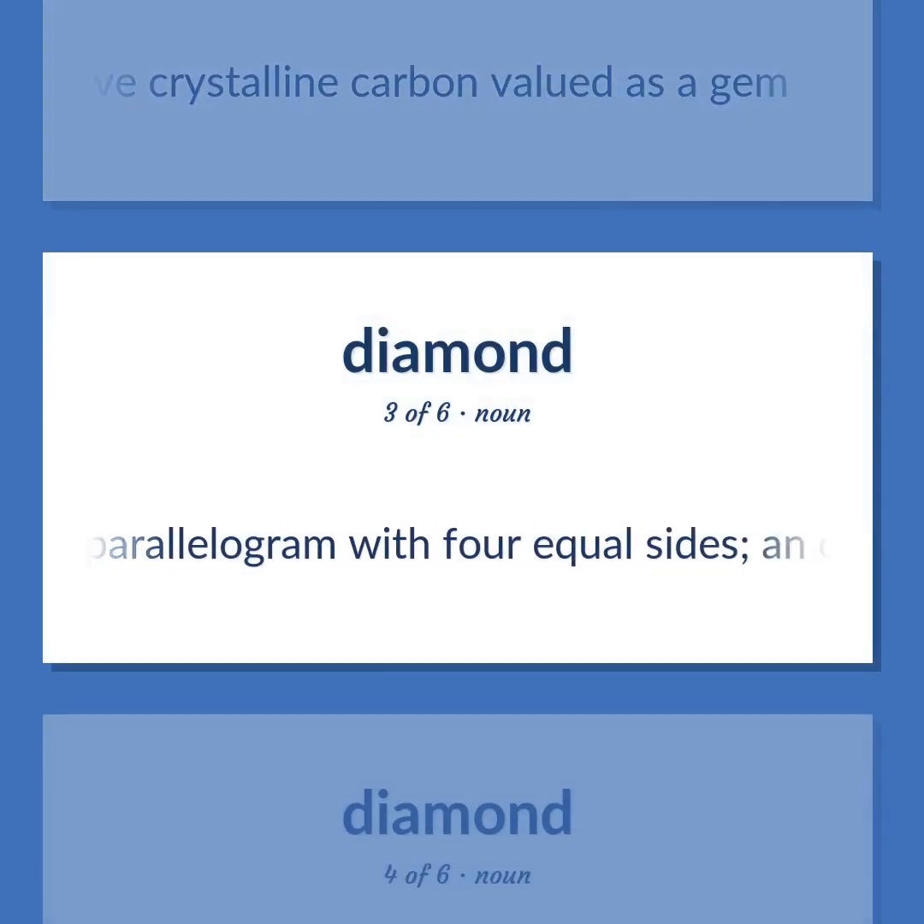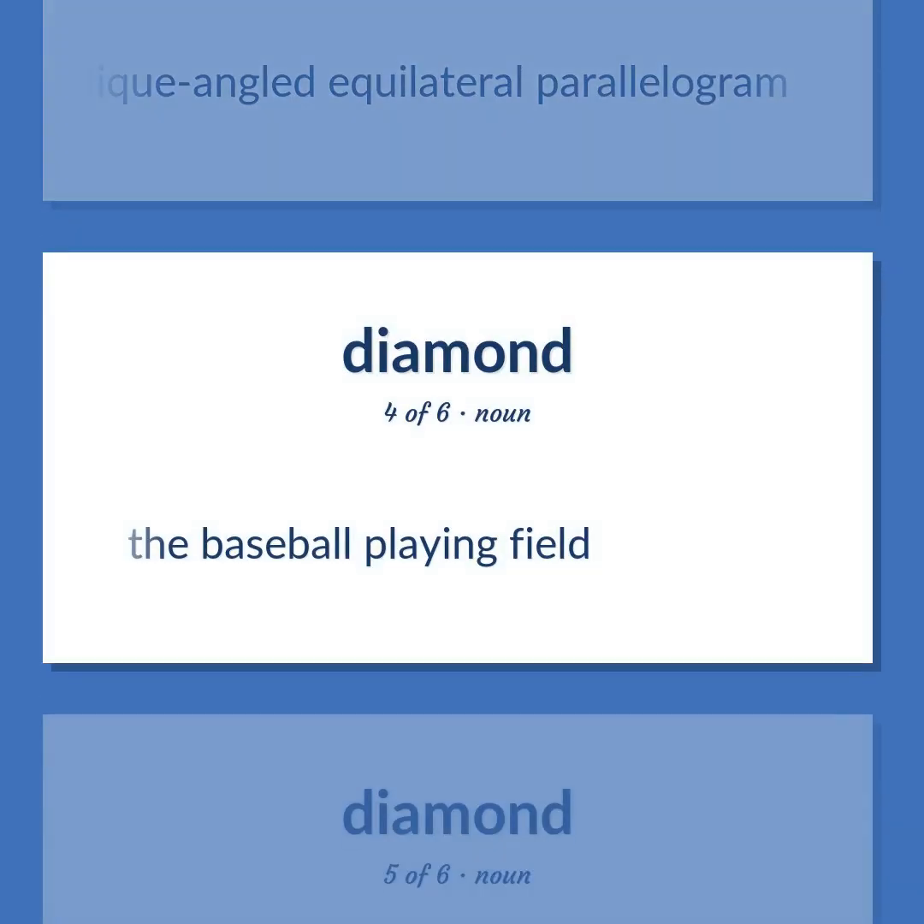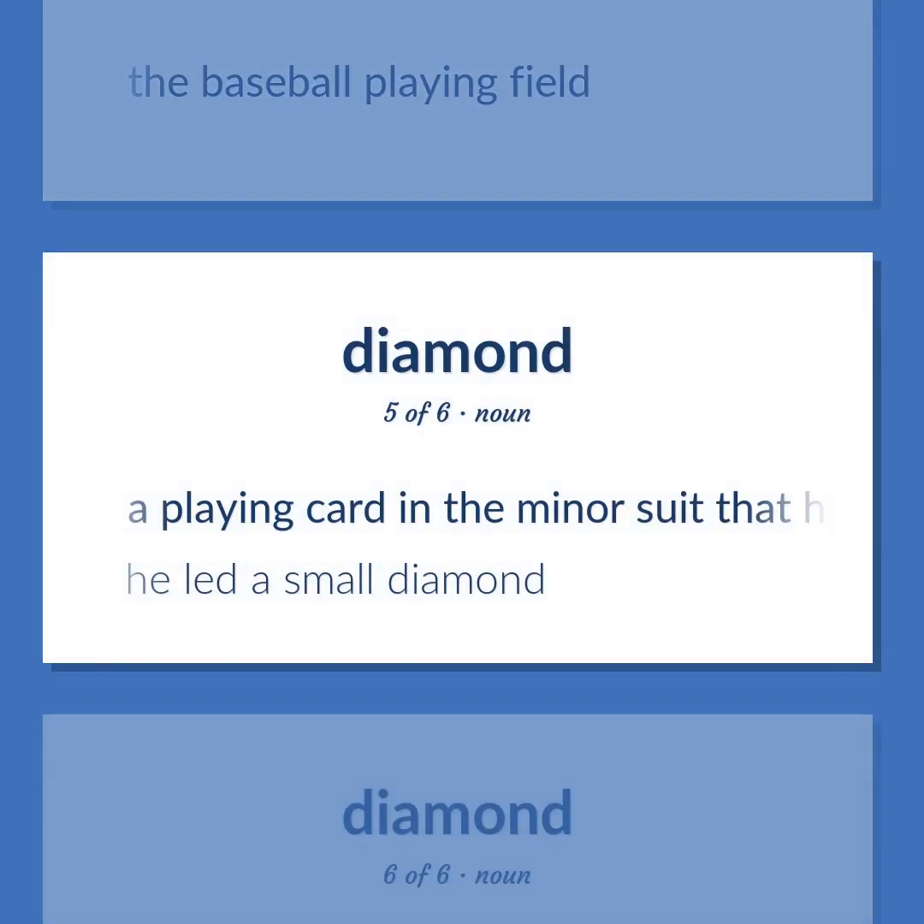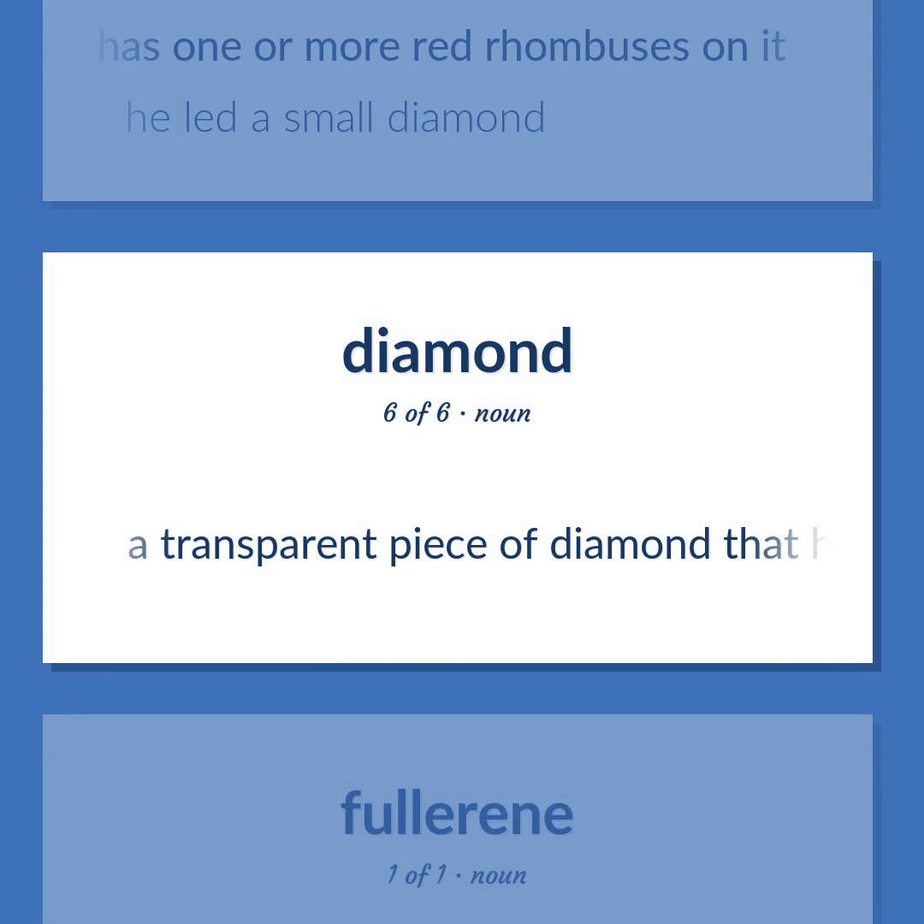A parallelogram with 4 equal sides, an oblique angled equilateral parallelogram. The baseball playing field. A playing card in the minor suit that has 1 or more red rhombuses on it. He led a small diamond. A transparent piece of diamond that has been cut and polished and is valued as a precious gem.